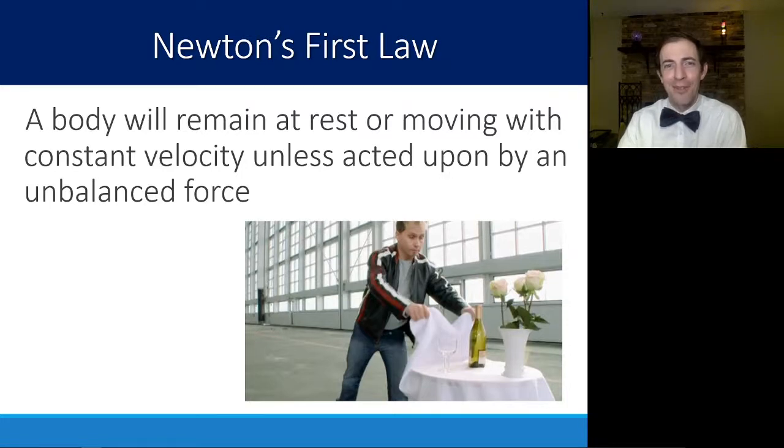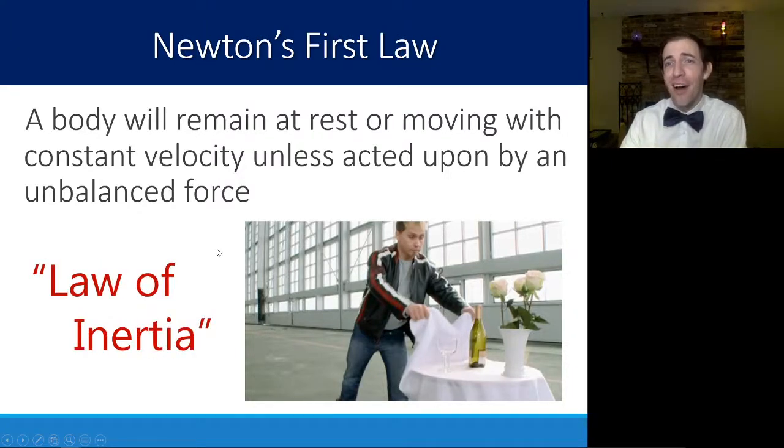One way that we can also describe this idea of an object at rest staying at rest, or an object in motion staying in motion, is using a term that we call inertia. The law of inertia is basically just saying that an object wants to keep doing whatever it's doing. So if it's not moving, it wants to stay not moving. If it's moving, it wants to stay moving. This tablecloth trick is a great example of not moving. I want to show you an example now of using inertia of an object in motion to carry out a task.